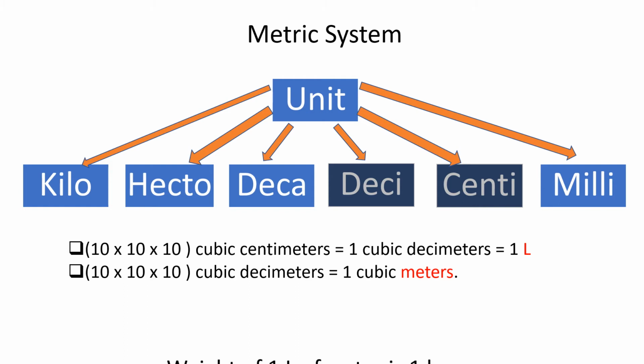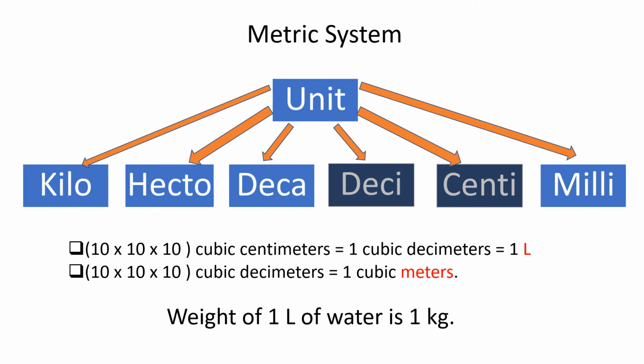And there is actually another very beautiful one. The weight of 1 liter of water is 1 kg. Just memorize that last one. The weight of 1 liter of water is 1 kg.